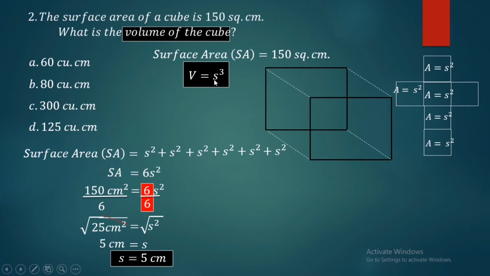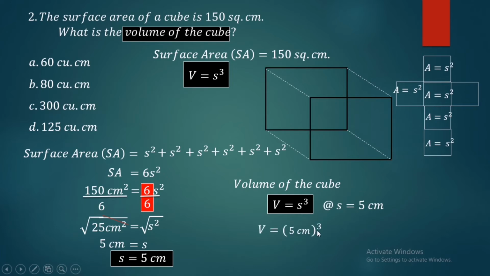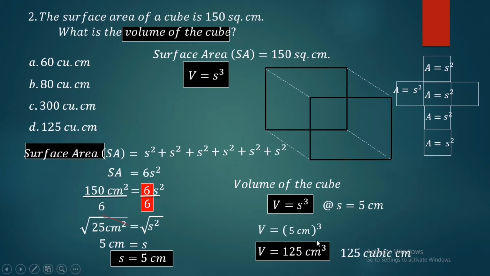Then we substitute in the volume of the cube. The volume of the cube V is equal to S raised to 3. Substitute the value of S, which is 5 centimeters, and 5 raised to 3 is equal to 125. So the volume of the cube is equal to 125 centimeters raised to 3, or 125 cubic centimeters.